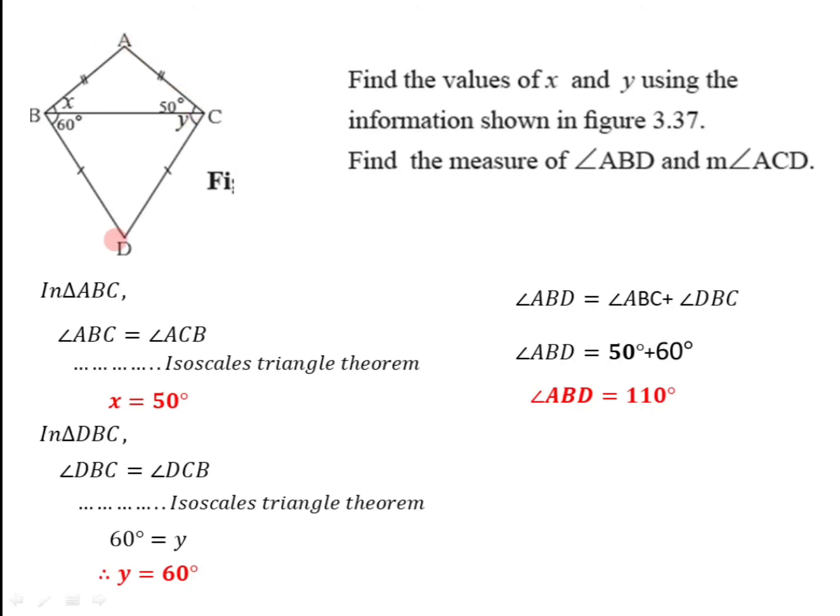In the same way, measure of angle ACD is also found by adding two smaller angles, angle ACB and angle DCB. So angle ACD is equal to angle ACB plus angle DCB. Measure of angle ACB is given to be 50 degree. So we'll replace here. And measure of angle DCB is Y, and the value of Y is 60 degree. That's why measure of angle DCB is 60 degree. 50 degree plus 60 degree would be 110 degree. So measure of angle ACD is also 110 degree.